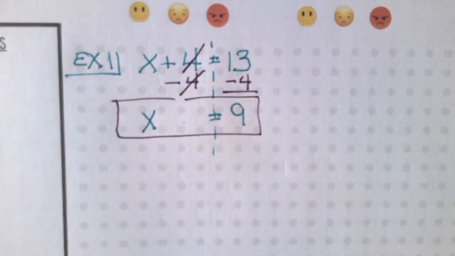So that's 1. Let me slide over. Let's get our example number 2.